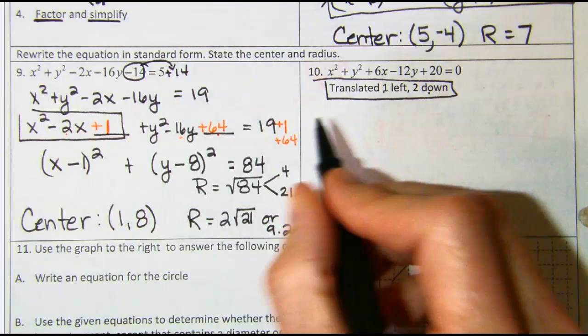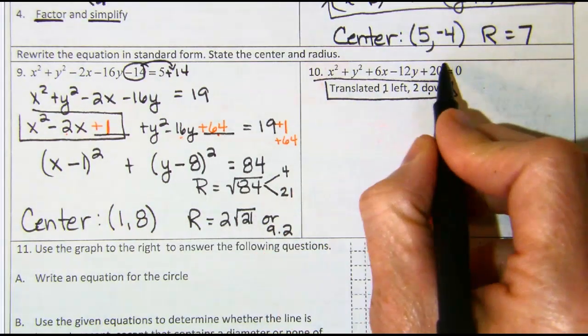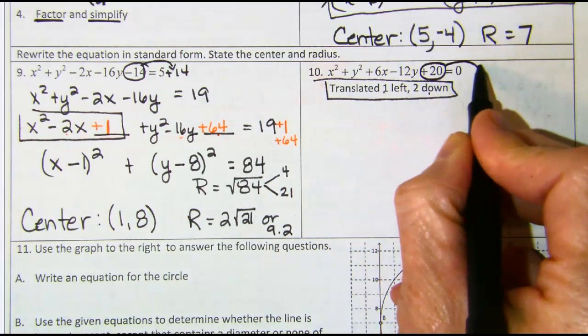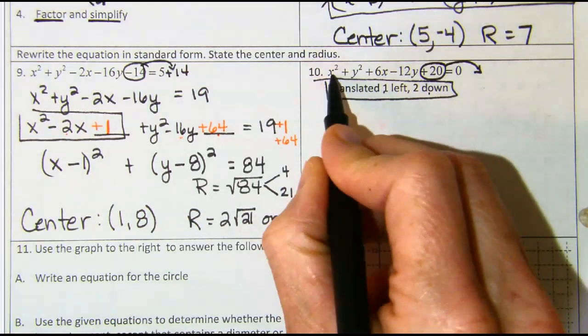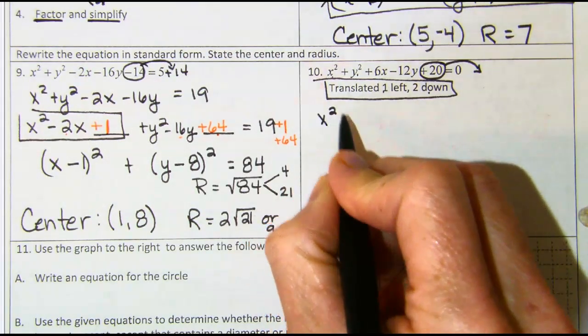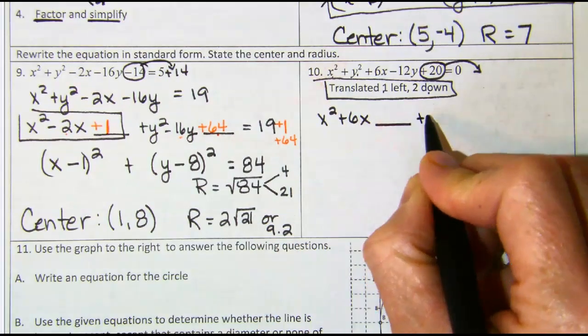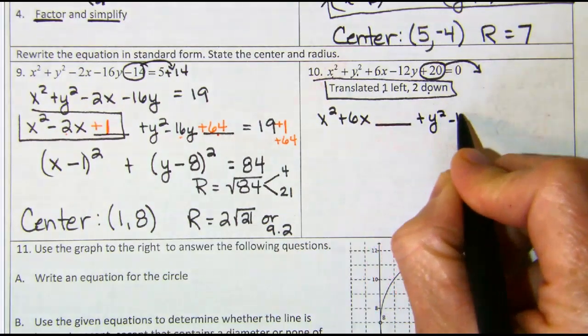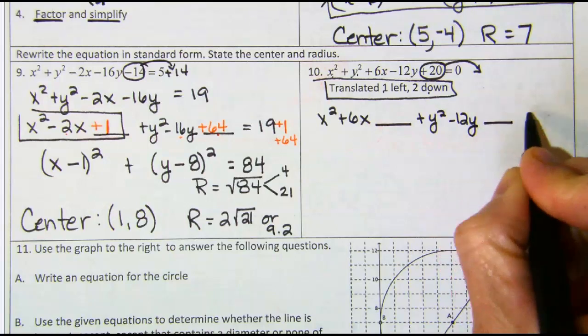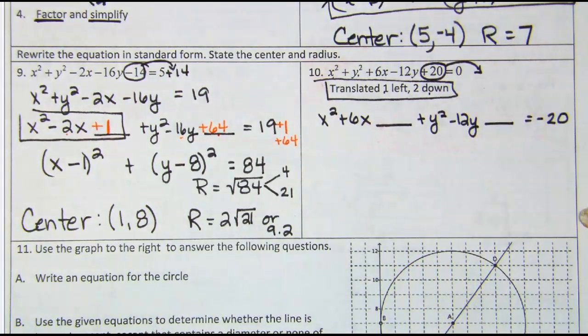So we're going to go through the process again, except this time I'm going to combine some steps. I'm going to move 20 over for a negative 20, and I'm going to go ahead and put these together. So I'm going to get x squared plus 6x, leave space, plus y squared minus 12y, leave some space, and that 20 is going to become negative 20.